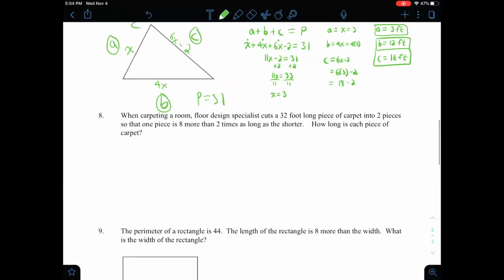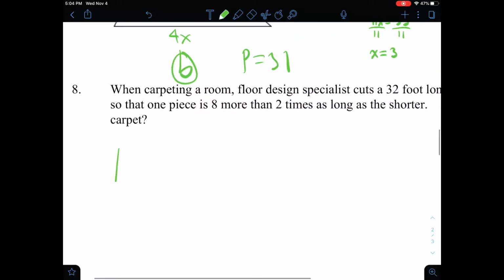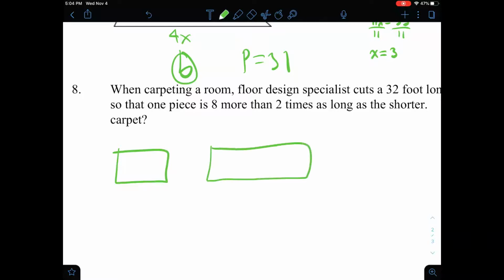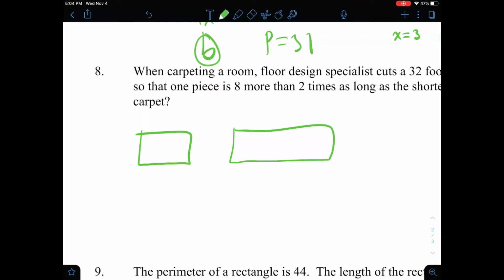Number 8: when carpeting a room, a floor design specialist cuts a 32-foot long piece of carpet into 2 pieces so that one piece is 8 more than 2 times as long as the shorter. How long is each piece of carpet? All right, so I'm just going to go like this. Okay, let's see here.